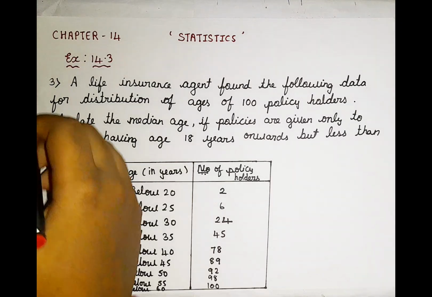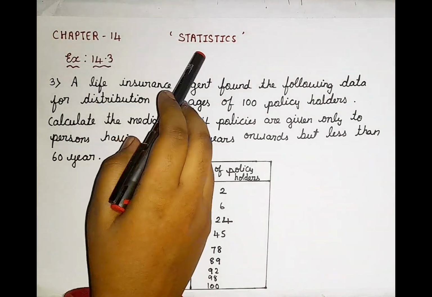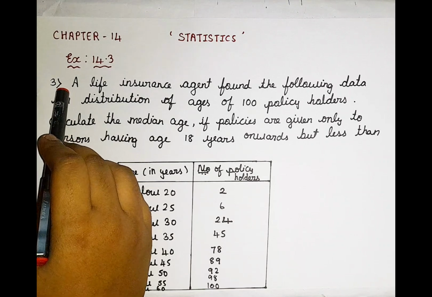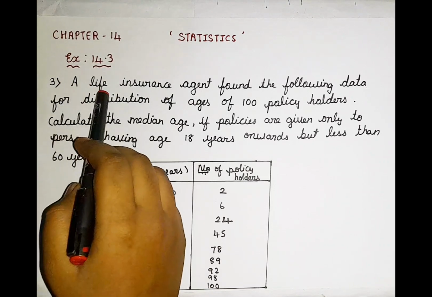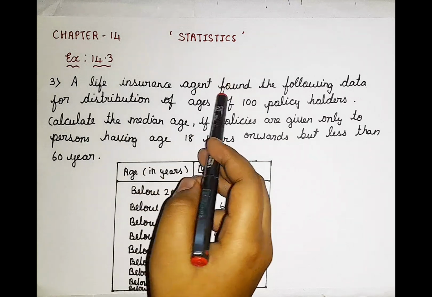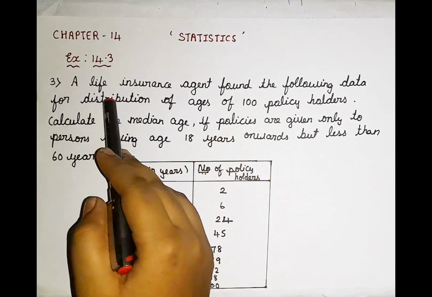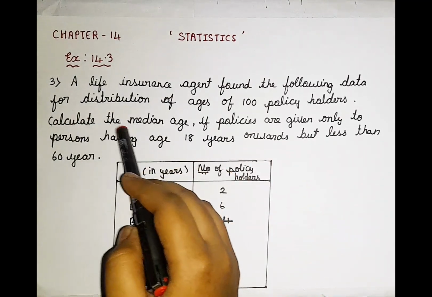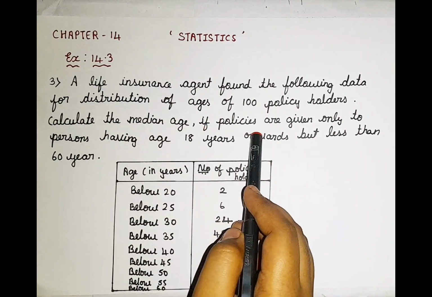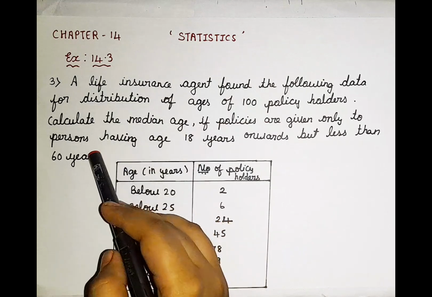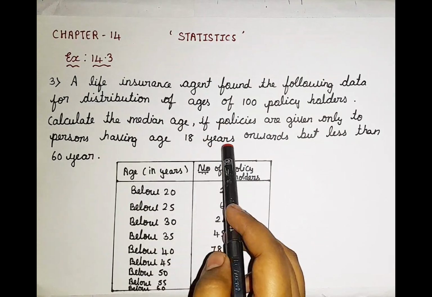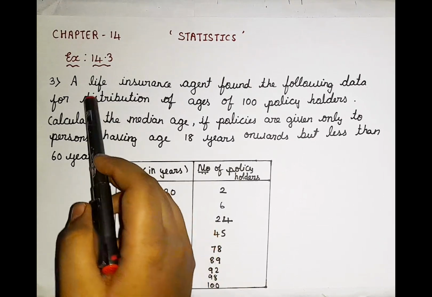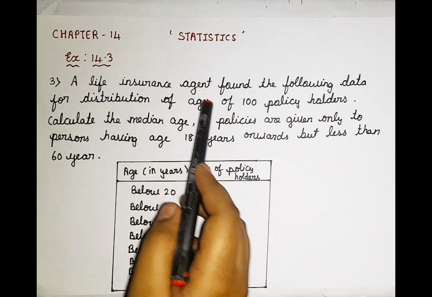Today we are going to be learning Chapter 14, Statistics, Exercise 14.3, third question. Alright, now let's read the question. A life insurance agent found the following data for distribution of ages of 100 policy holders. Calculate the median age if policies are given only to persons having age 18 years onwards but less than 60 years. Okay, so there is a life insurance agent.